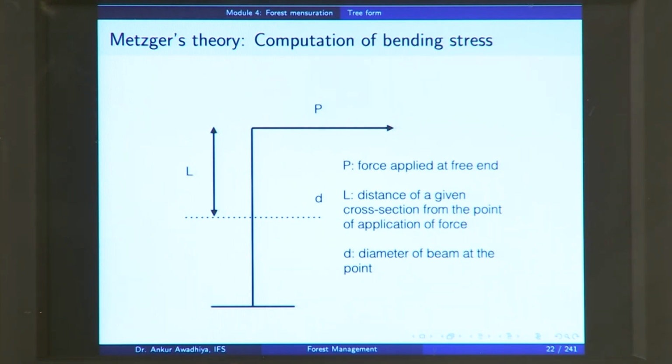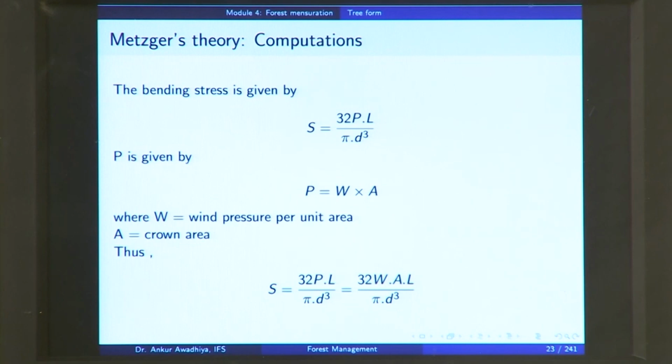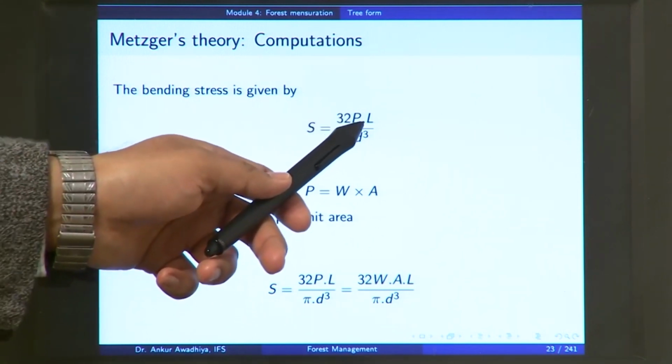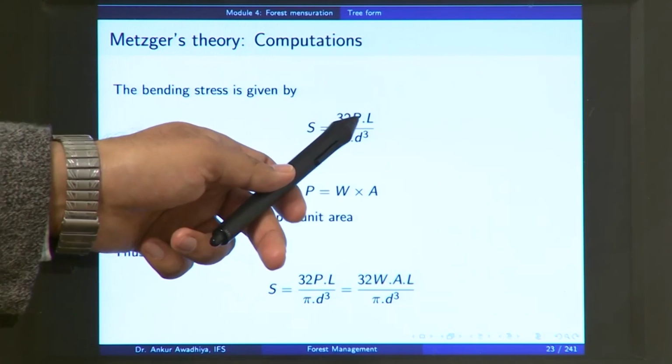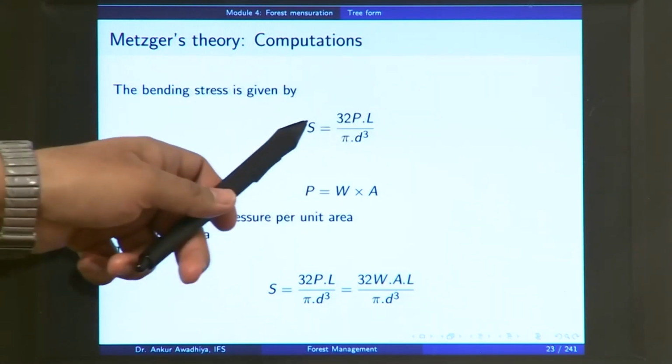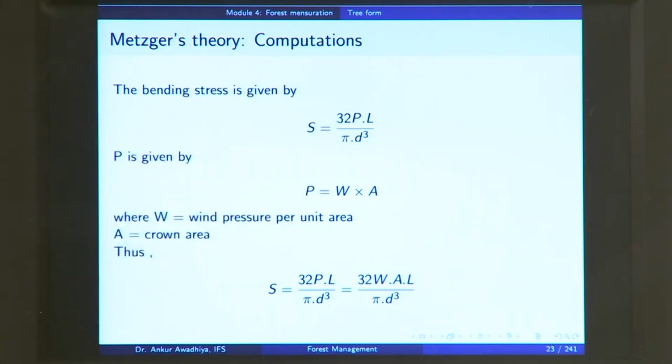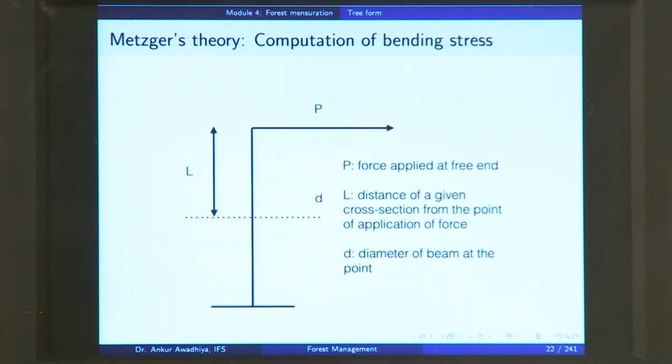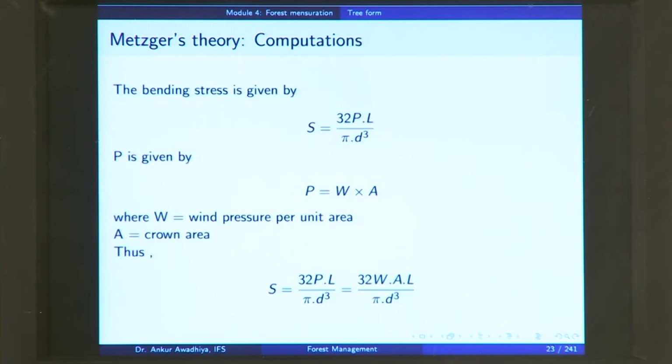Now, with this formulation, if we compute the bending stress, then the bending stress at any point will be given by S equals 32 P L divided by pi d cube, where P is the force of the wind, L is the distance from the top, and d is the diameter of the stem at that particular point. Now, P, the wind force, is given by W into A, where W is the wind pressure per unit area and A is the crown area.